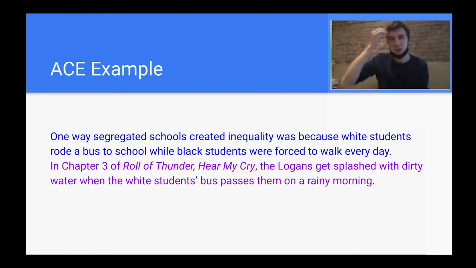When I think about the Logans walking to school, I think a lot about chapter 3 of our book. So I might say, in chapter 3 of Roll of Thunder, Hear My Cry, the Logans get splashed with dirty water when the white students' bus passes them on a rainy morning. That is one specific moment from the text that I have pulled, and in one sentence, I have paraphrased what I remember happening in that part of the story. So even if my reader hasn't read the book, they can read this sentence and know what I'm talking about.